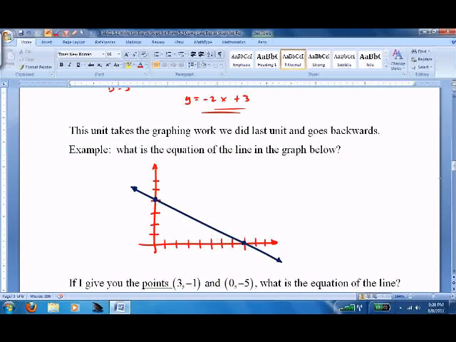Last unit we did a lot of graphing. Can you graph a line? How do you graph a line? How do you put it in a form that's graphable? Well, this unit we're going to do the opposite. We're going to take a graph and see if we can write the equation. So what's the equation of this line?